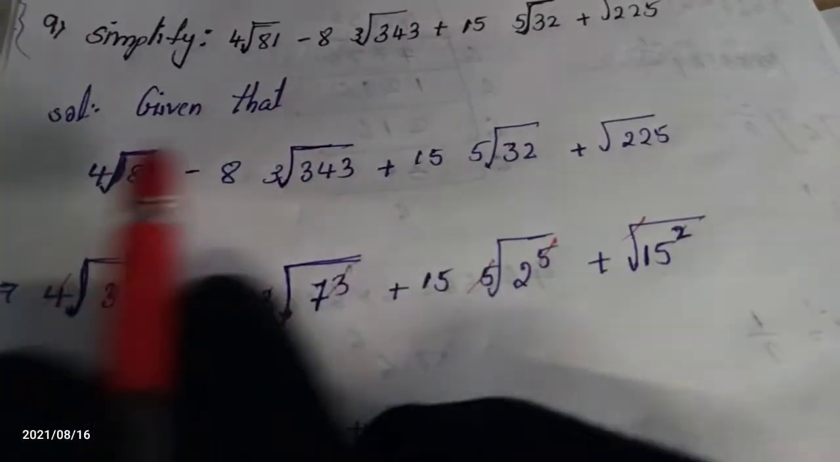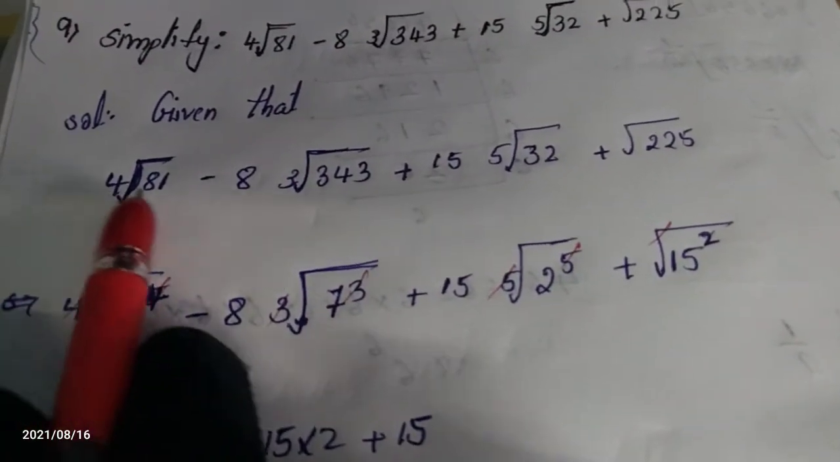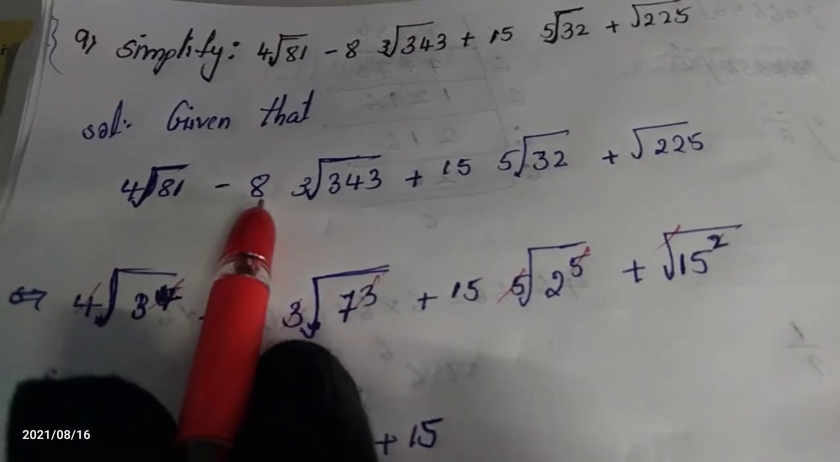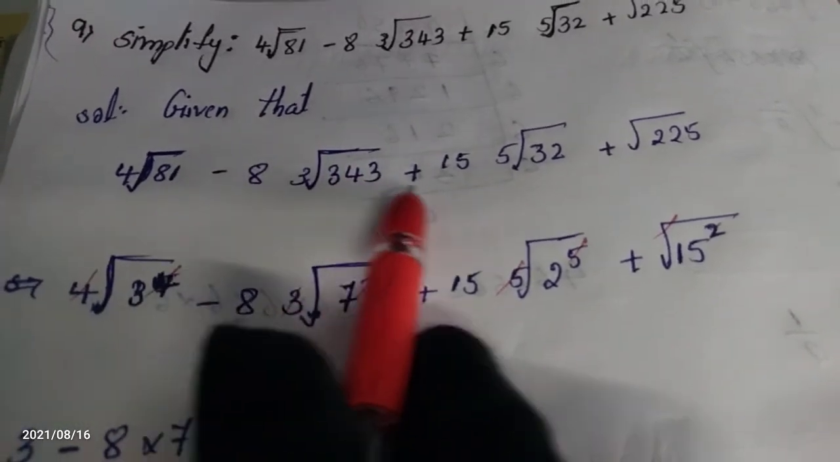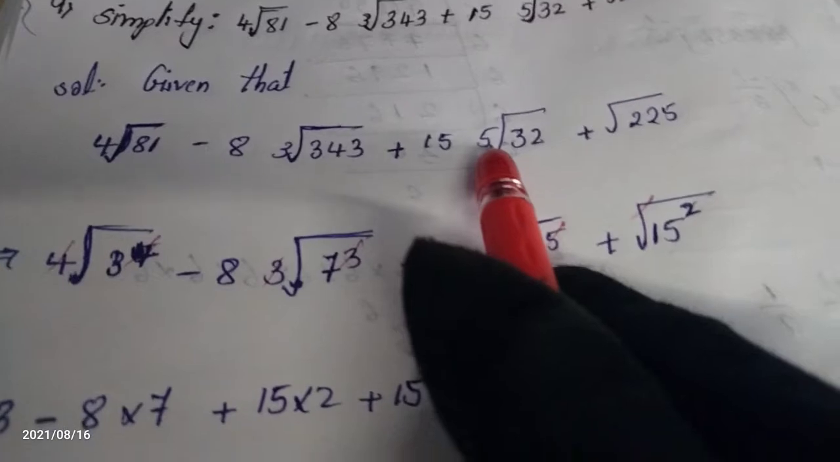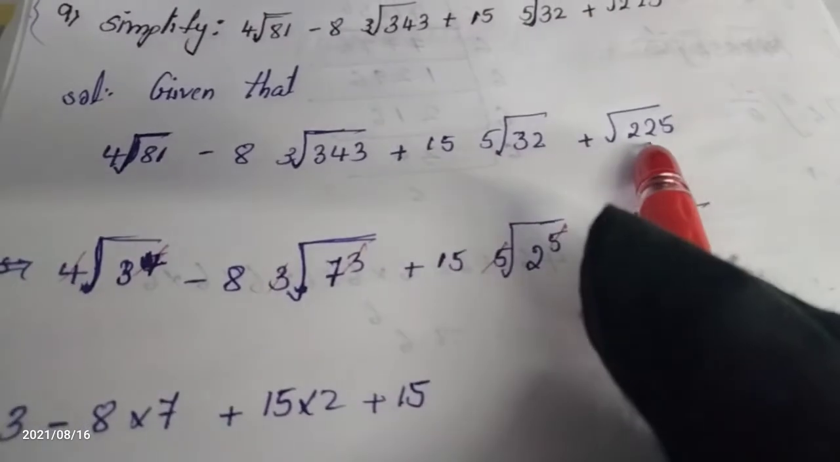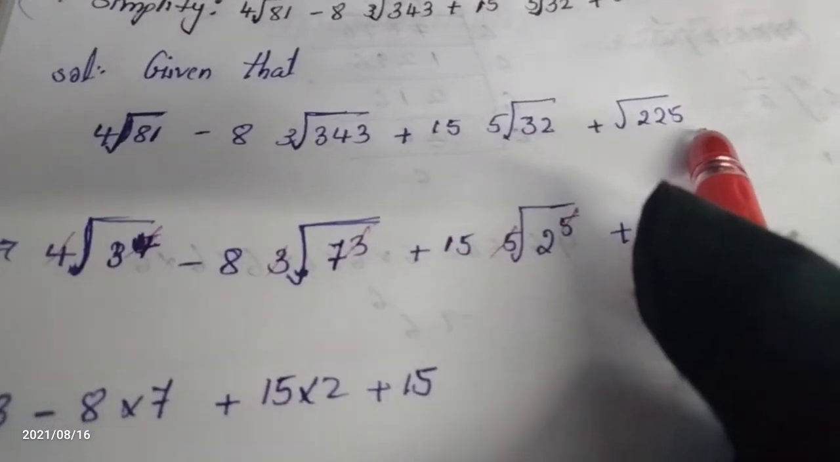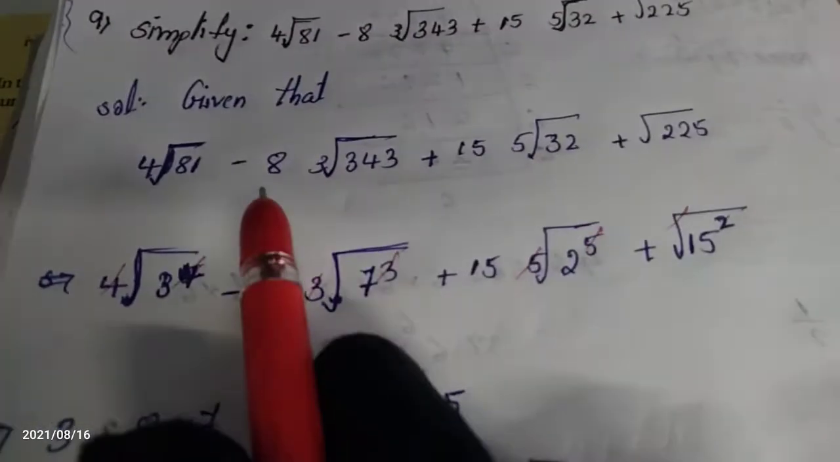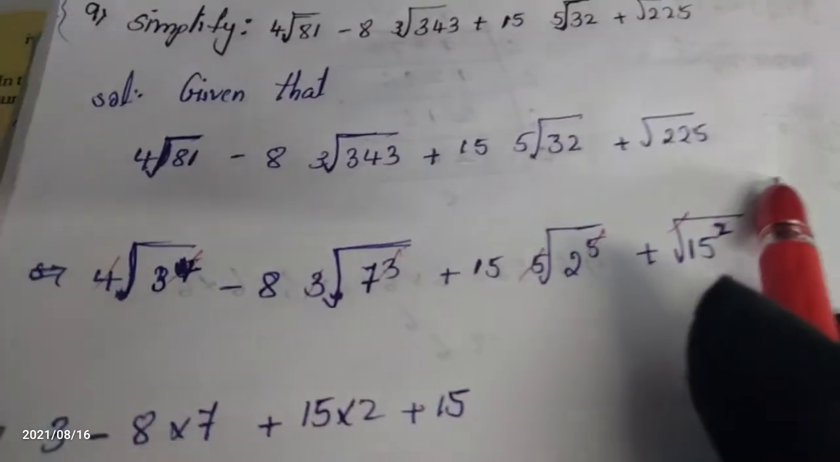Okay, this is your question. Whatever is given in the question, write it in the answer after writing "given that". What is that? The fourth root of 81 minus 8 times the cube root of 343 plus 15 times the fifth root of 32 plus the square root of 225. Okay, we need to determine the value of this expression.